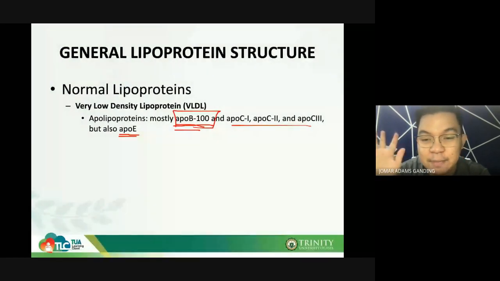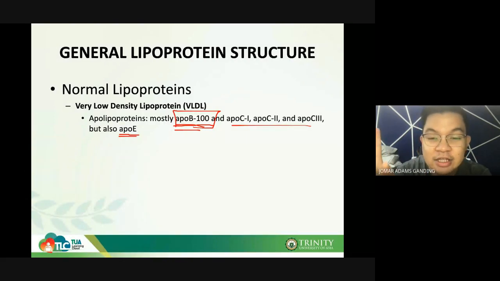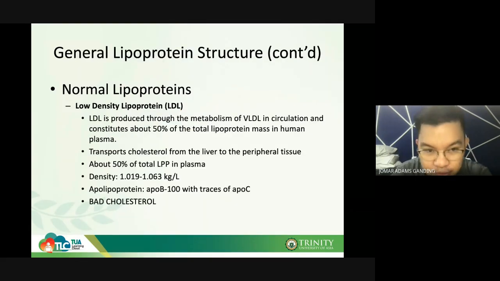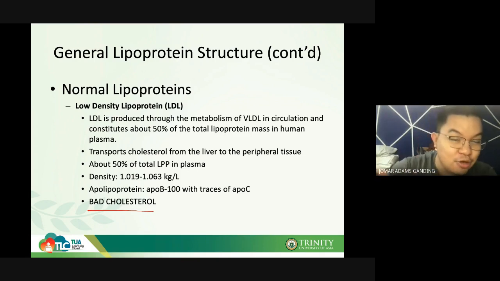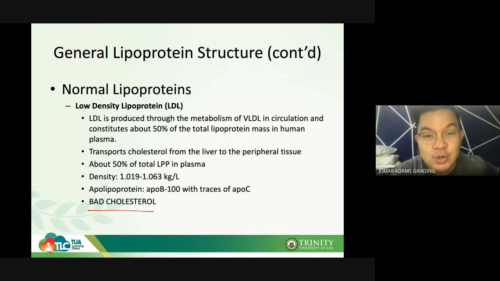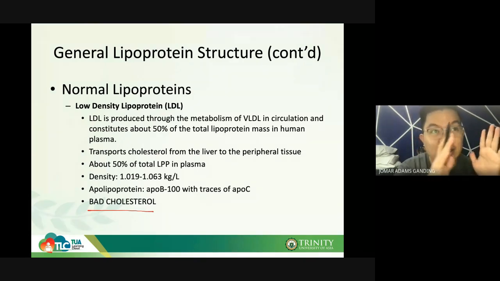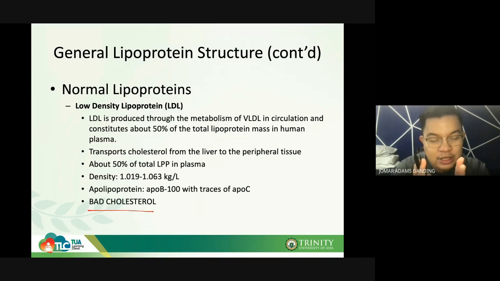Can I see a raise of hand before I proceed to your LDL? Done with the VLDL. Clear? Okay, good. I hope you're remembering the characteristics, because these are very important. Next, we also have your LDL. Your LDL is also known as your beta lipoprotein, also known as your bad cholesterol. Hopefully, na-explain ko naman sa inyo yung function niya kanina. Your LDL is produced through the metabolism of your VLDL. From your VLDL, it will become your IDL, intermediate density lipoprotein, and will become LDL.